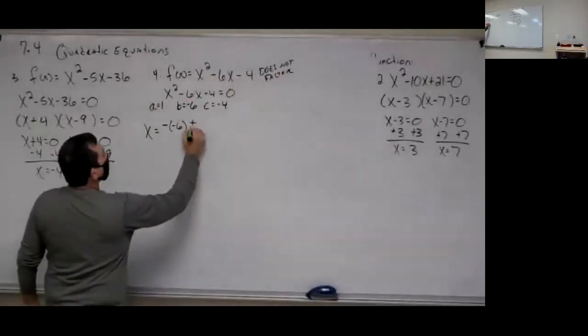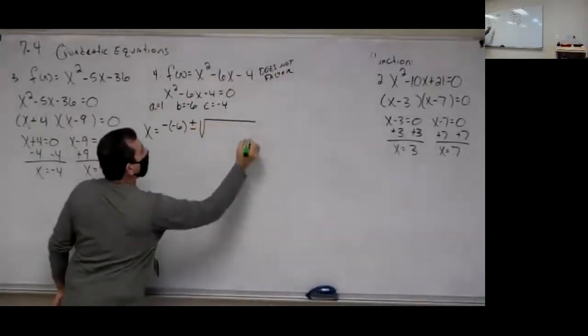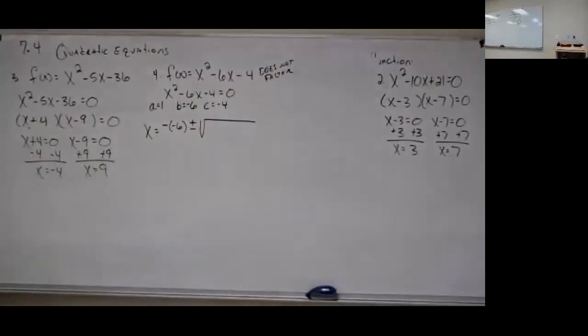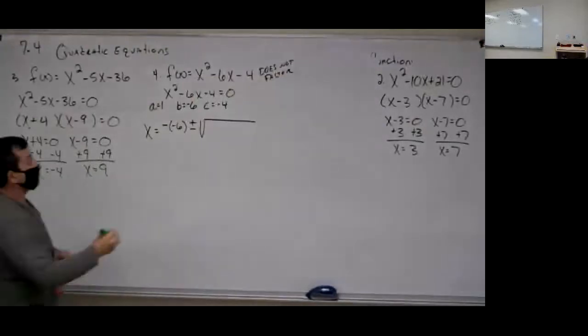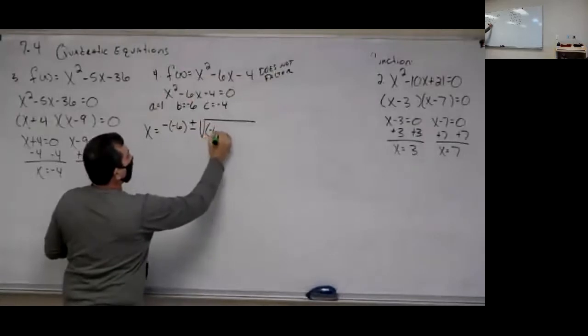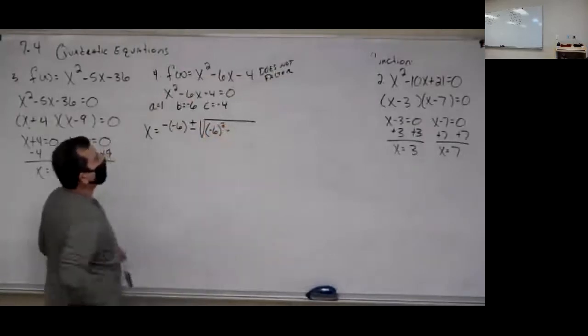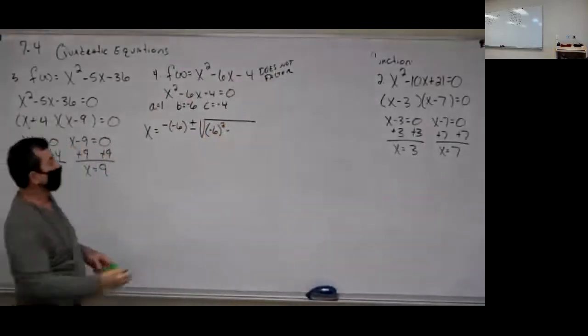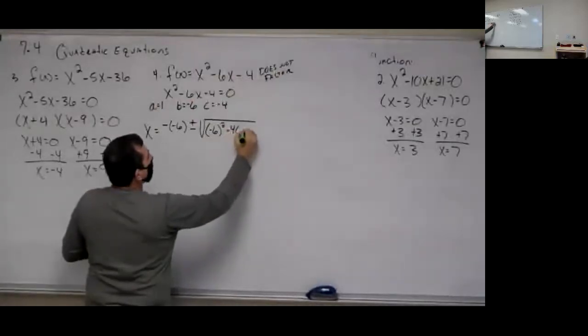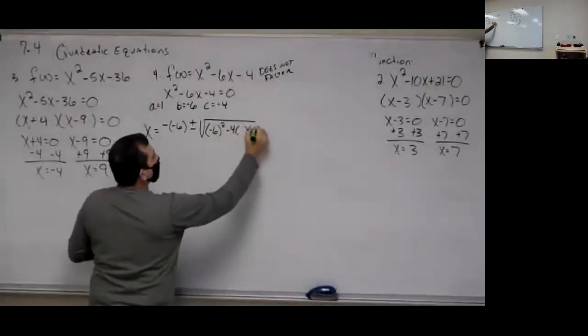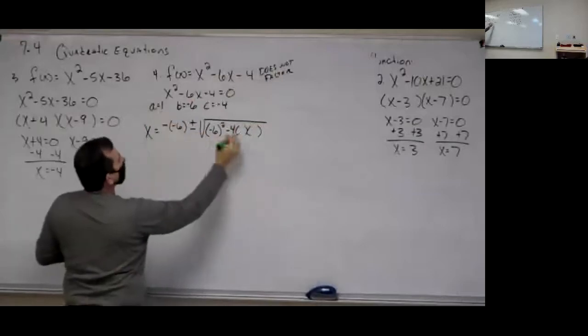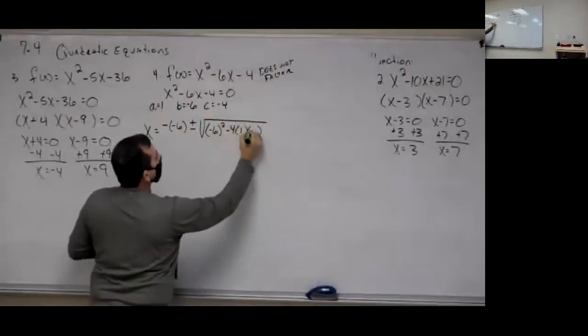And then we have plus or minus the square root of b squared, which will be negative 6 squared, minus 4 times a times c. a was 1 and c was a negative 4.